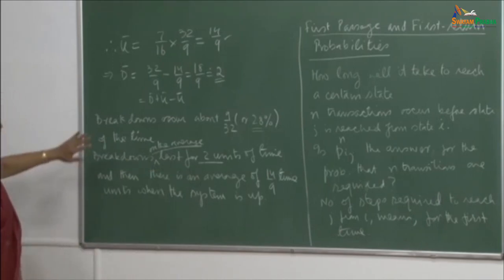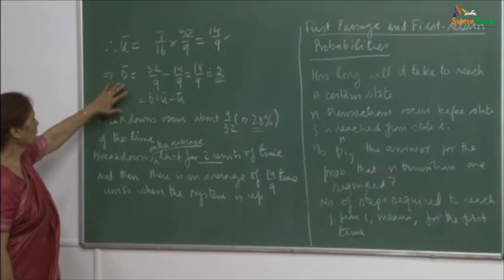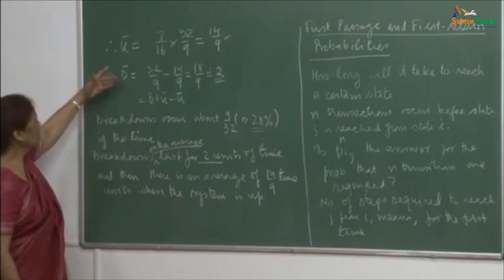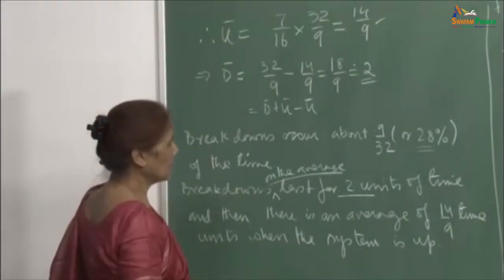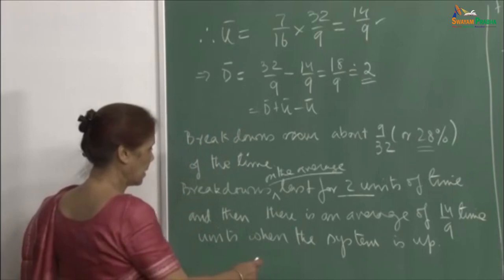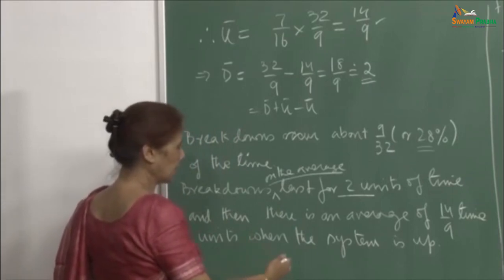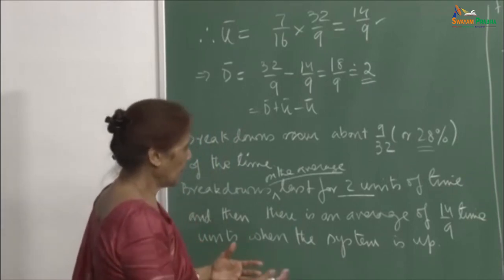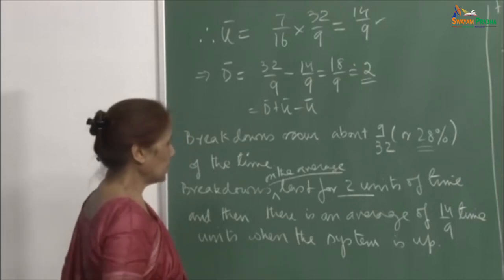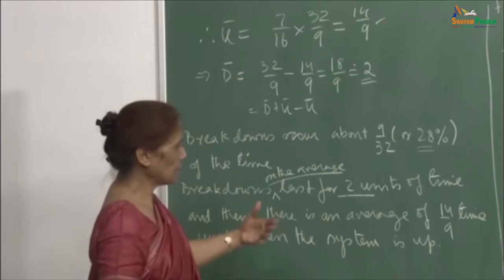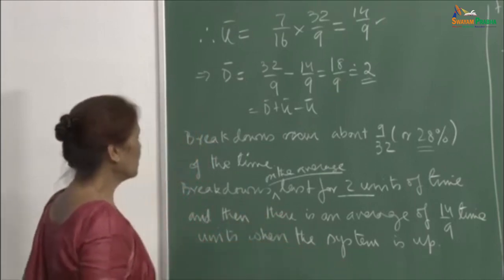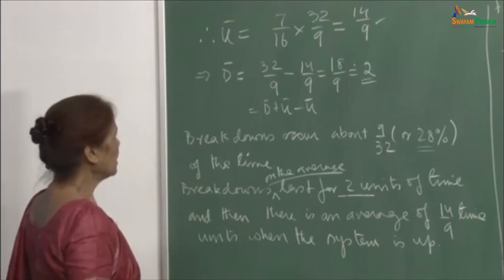I hope you understand the way we computed this, because we had to define u bar and d bar. And the other reason I took this example was that there were two states which were defining the up system and two states which were defining the down system, and therefore the computations were not just straightforward. So, I thought that would be a good example to discuss in this course.